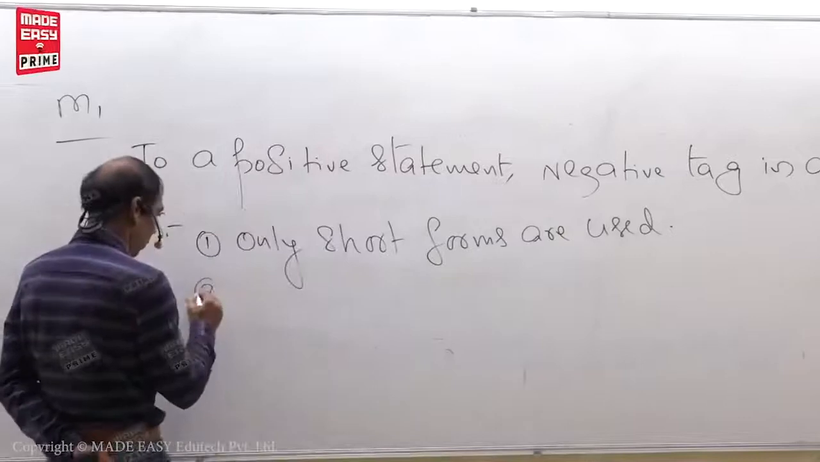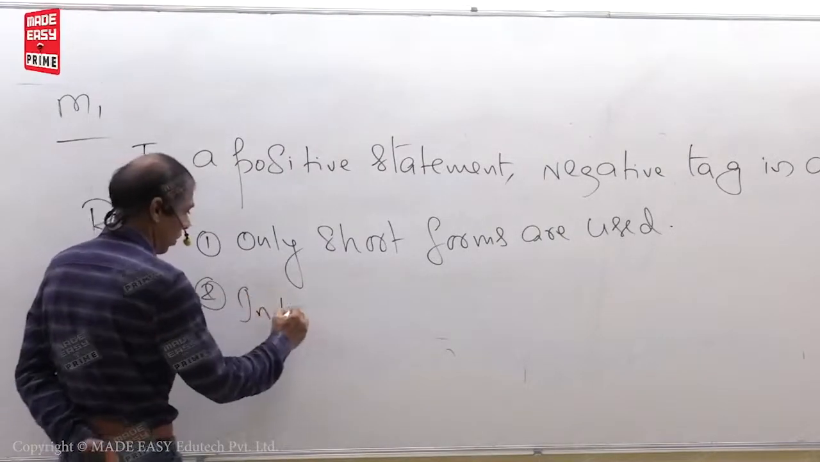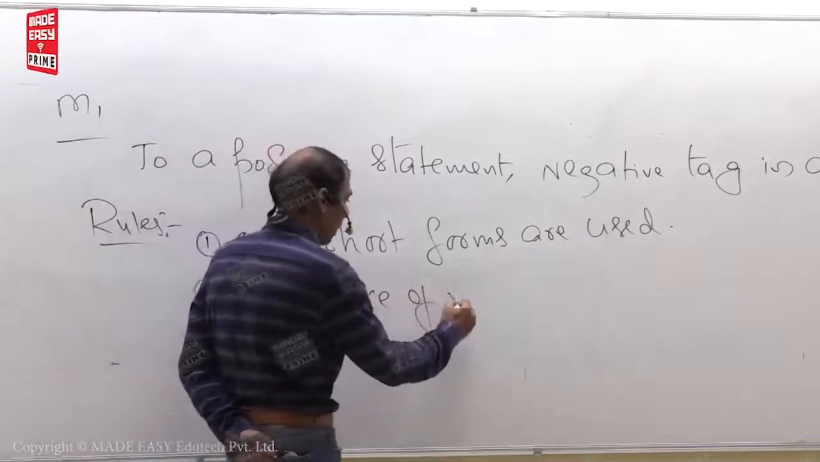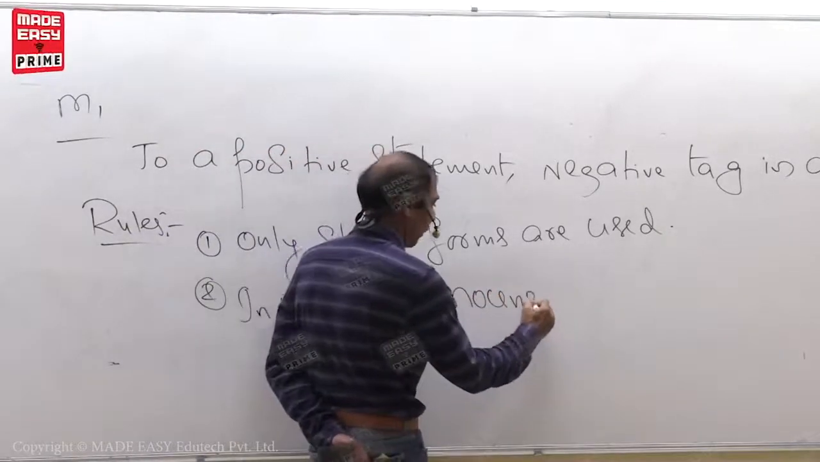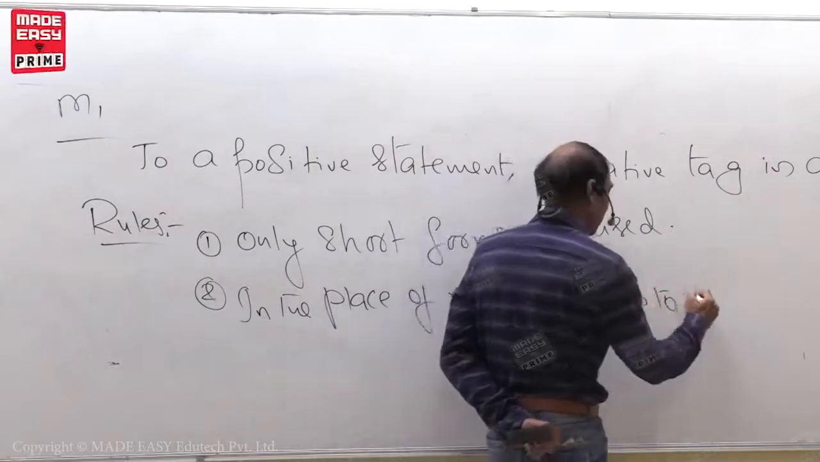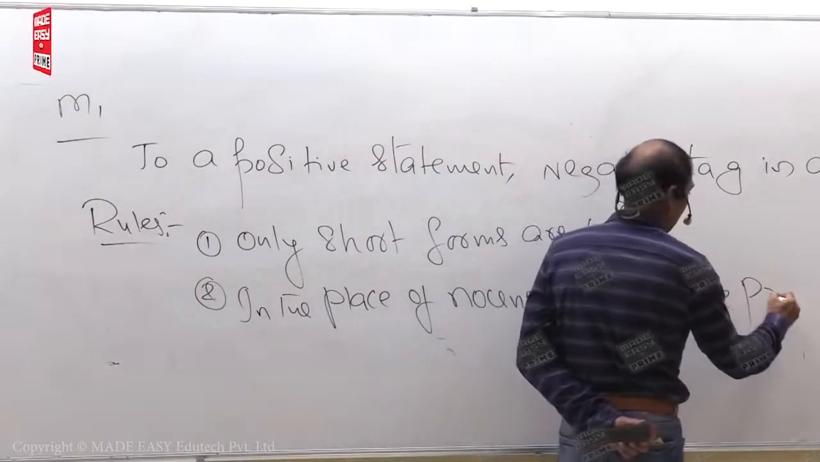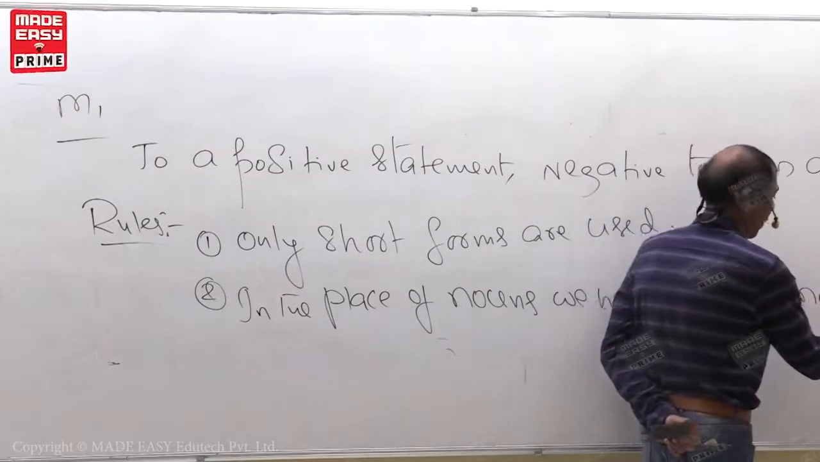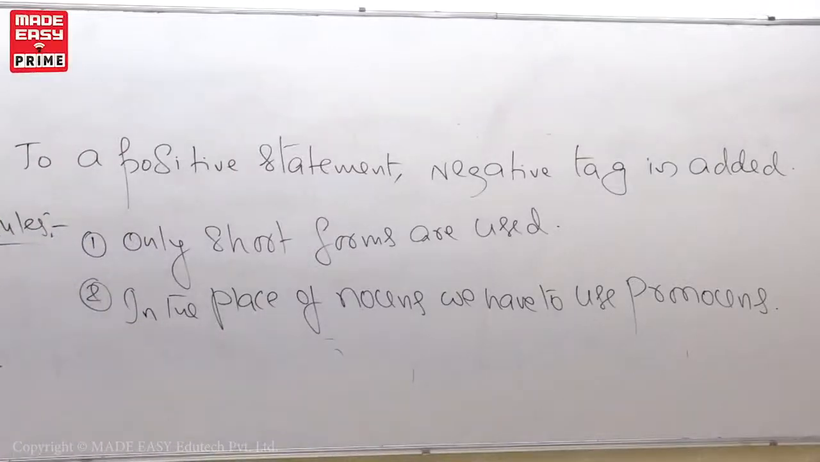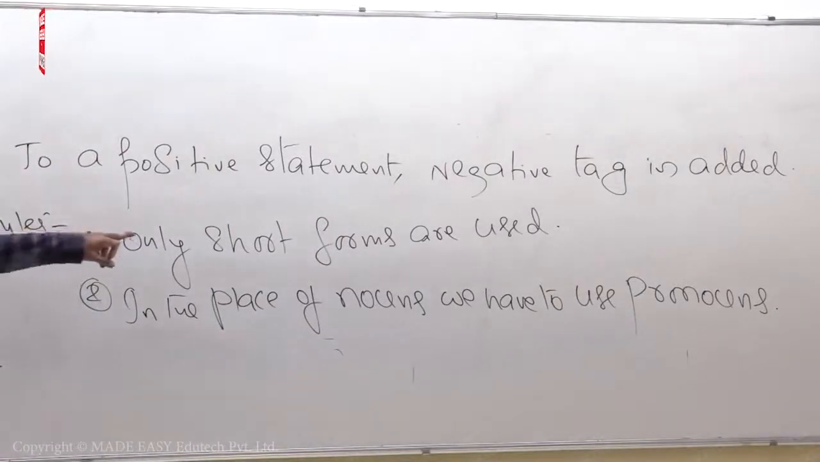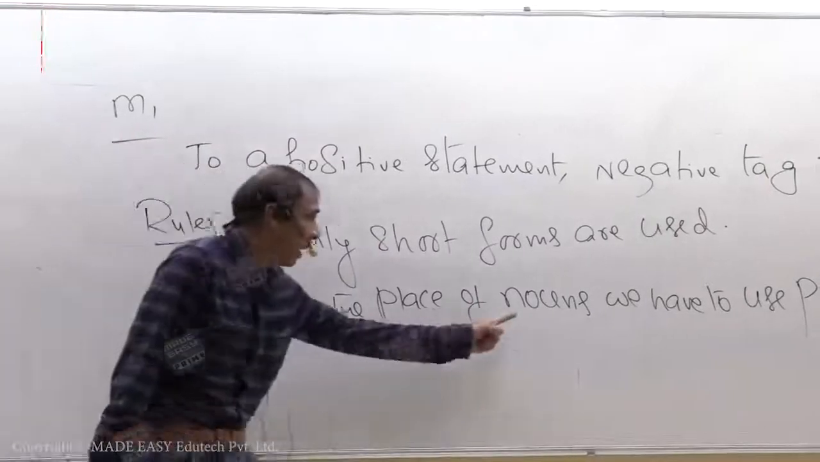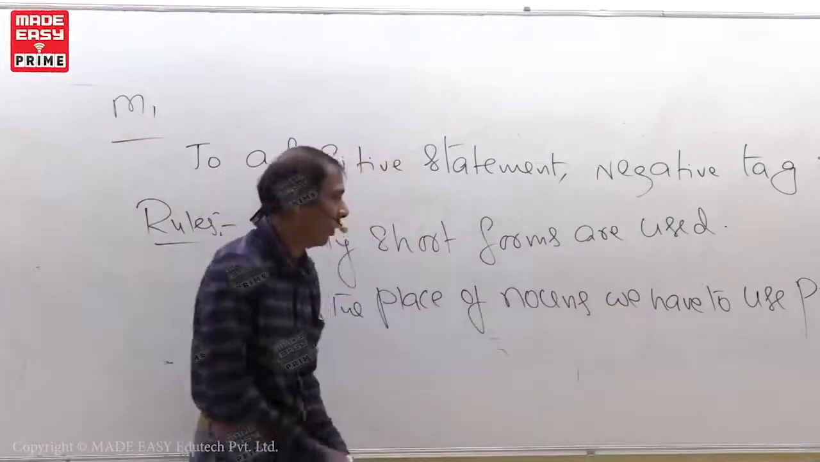Rule number 2: in the place of nouns, we have to use pronouns. See, only short forms are used. What is a short form? I'll explain now. In the place of nouns, we have to use pronouns.